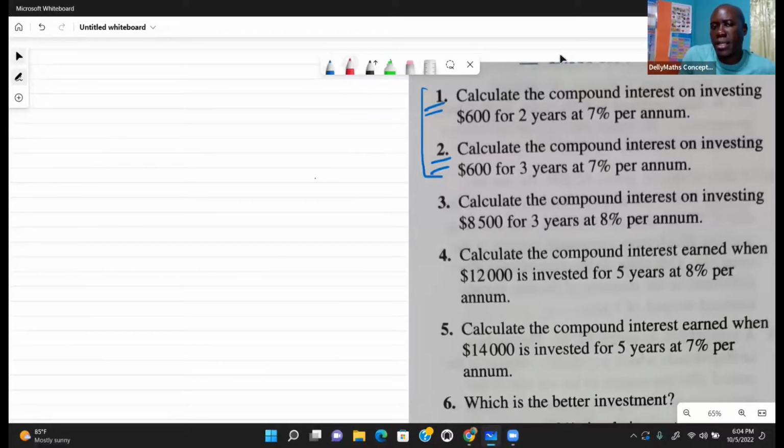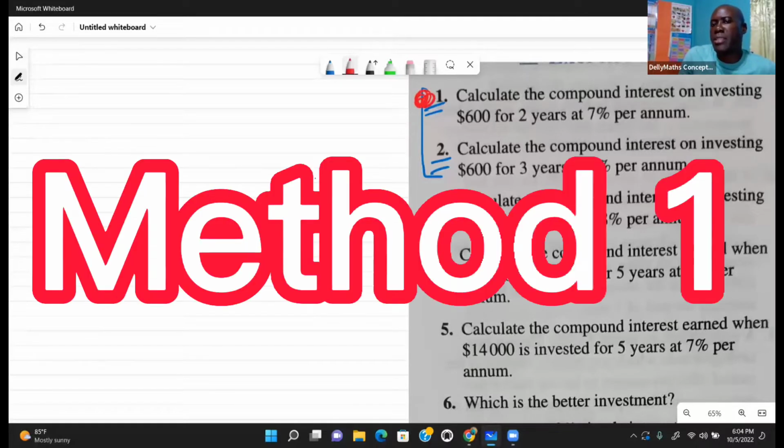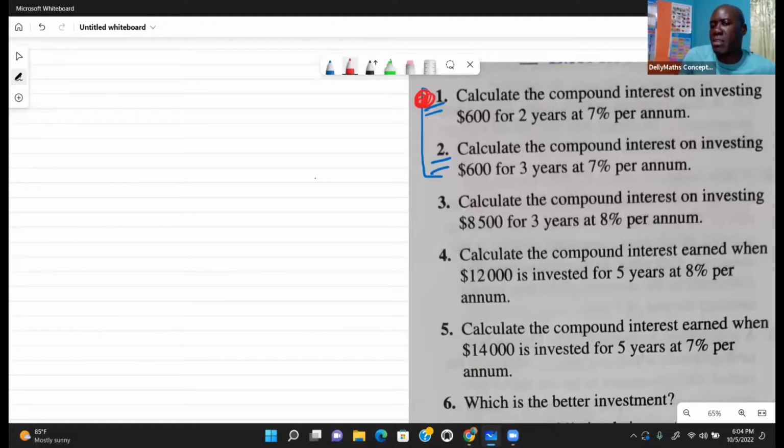Number one, calculate. So I'm looking at number one. Let me highlight it right here. It says calculate the compound interest on investing $600 for 2 years at 7% per annum. Now, firstly, we want to read and at least have an understanding of what it is that they want from us. They want us to calculate the compound interest.